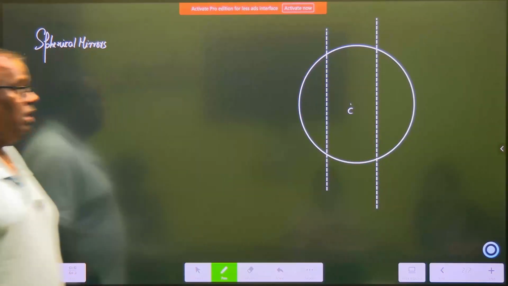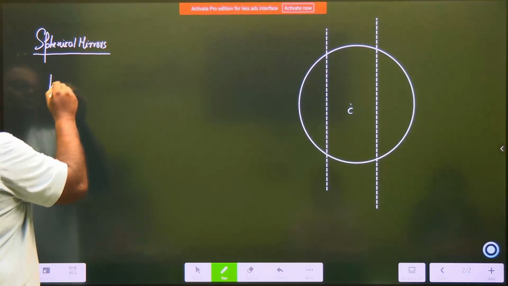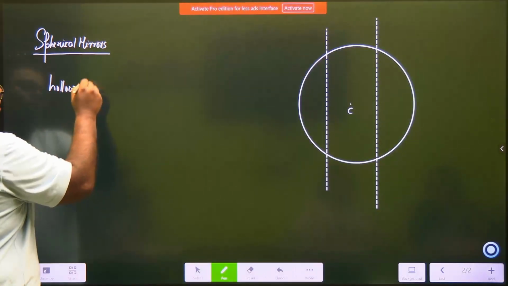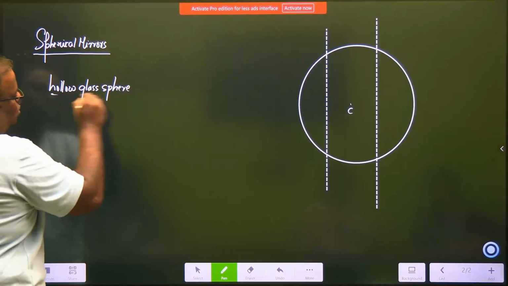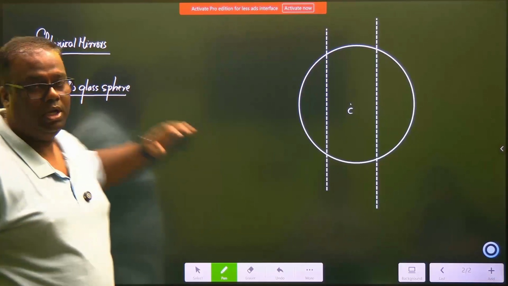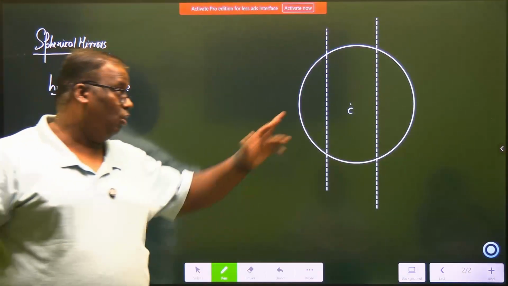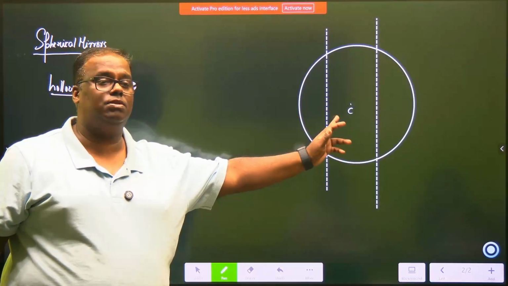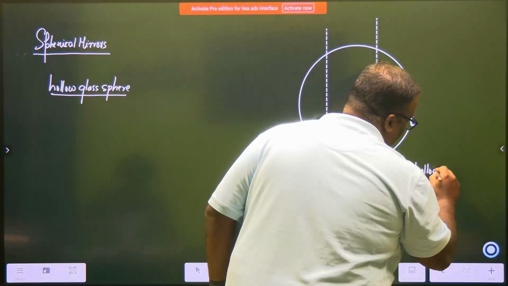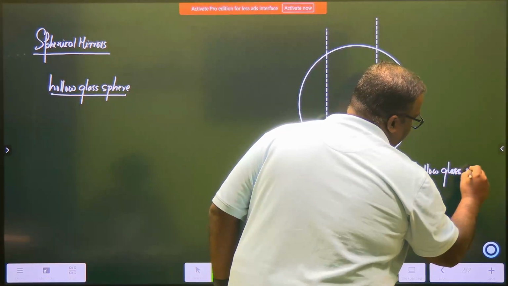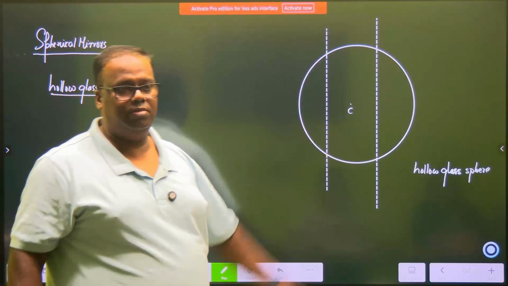In order to understand spherical mirrors, we need to first understand a hollow glass sphere. This is something that you need to conceptualize. What is a hollow glass sphere? Something like that globe, all of glass. Although I have drawn a 2D object, this is to be taken as a sphere, and I call it a hollow glass sphere. A hollow glass sphere is a 3D object, and obviously it must have its center.